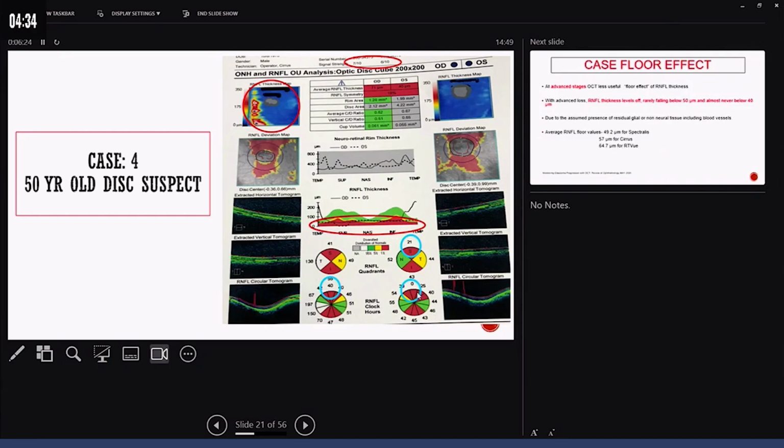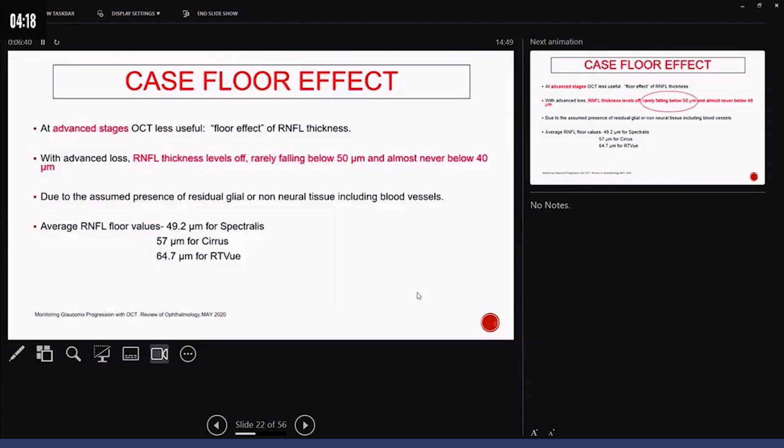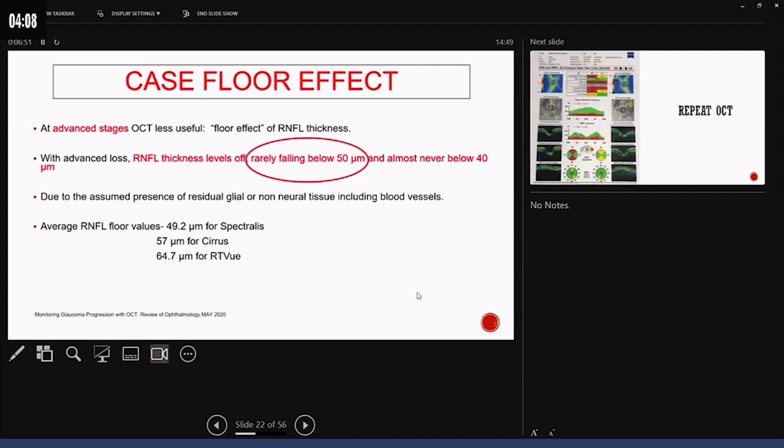If there is one take-home message from my presentation, it is that if you see any OCT RNFL report where the RNFL thickness is 40 or below, you can be 90% sure that there is an artifact. Because even in total optic atrophy, some soft tissue is always left. So RNFL thickness can never go below 50. It is impossible to go below 40. This is what we call the floor effect. So if you're seeing a report like this, definitely there is some problem with the report.